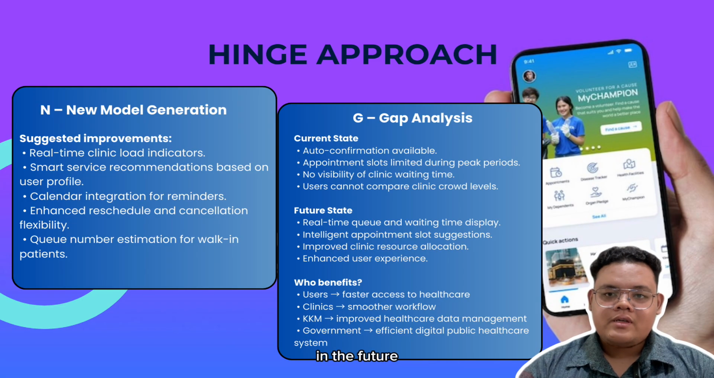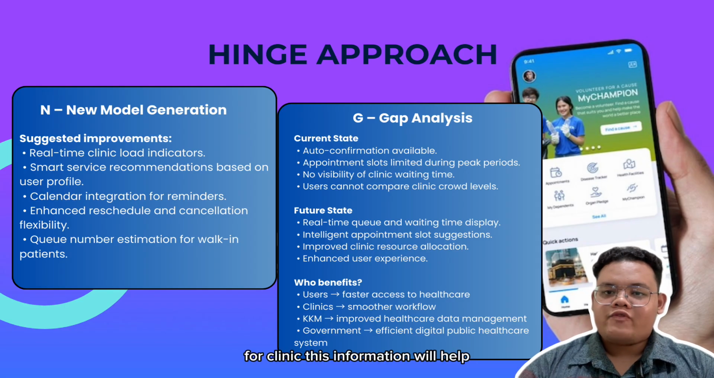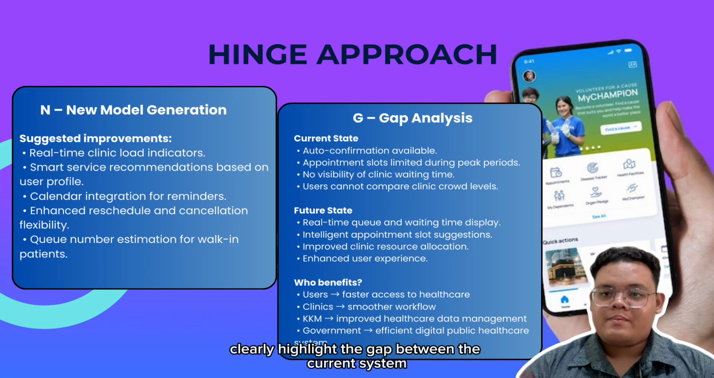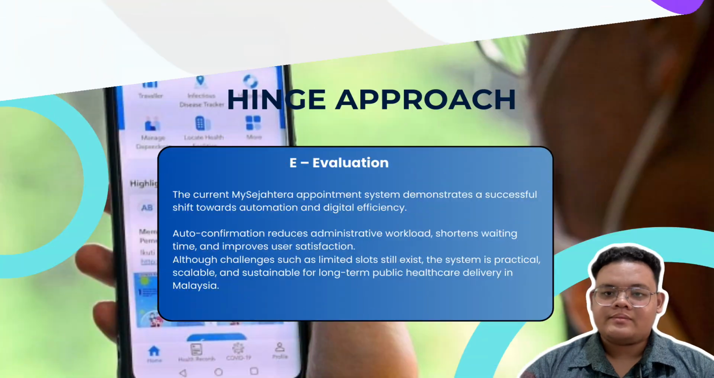In the future, the system could display real-time queue number, estimate waiting time, and clinic workload indicator. This feature will allow users to plan their visit more effectively and reduce uncertainty. For clinic, this information will help allocate resources more efficiently and manage patient flow better. This comparison clearly highlights the gap between the current system and the proposed future improvement.